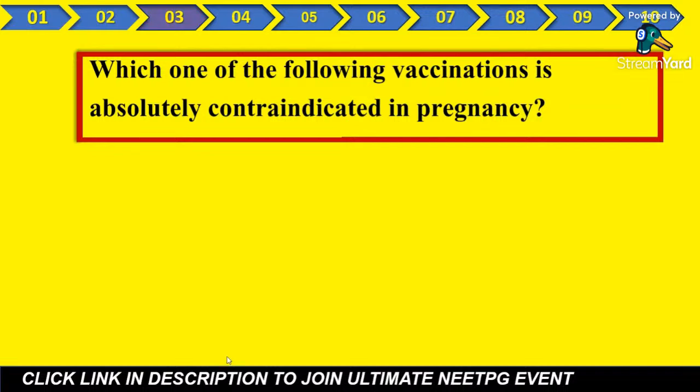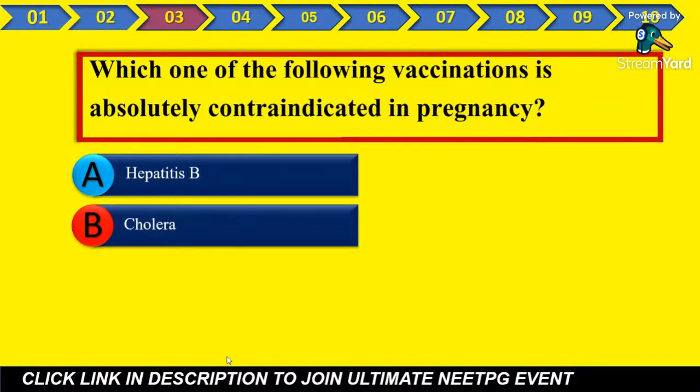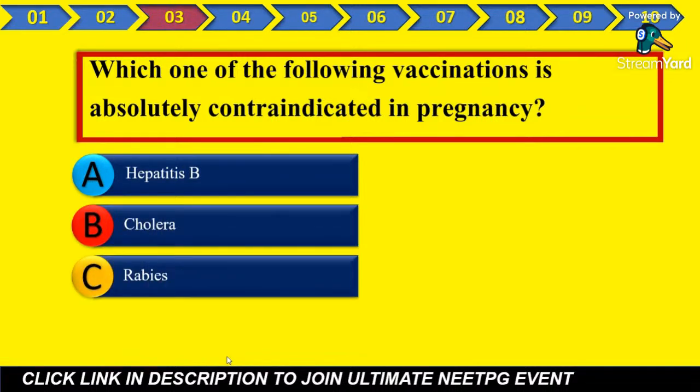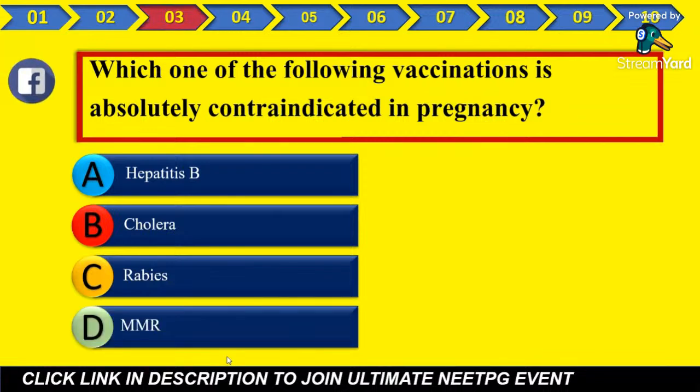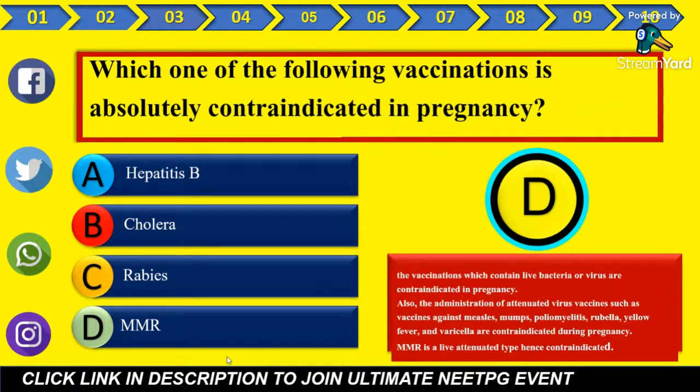So let us look at the options. A. Hepatitis B. B. Cholera. C. Rabies. D. MMR. This MMR vaccine is contraindicated in pregnancy. It is absolutely contraindicated. So the correct option here is D.